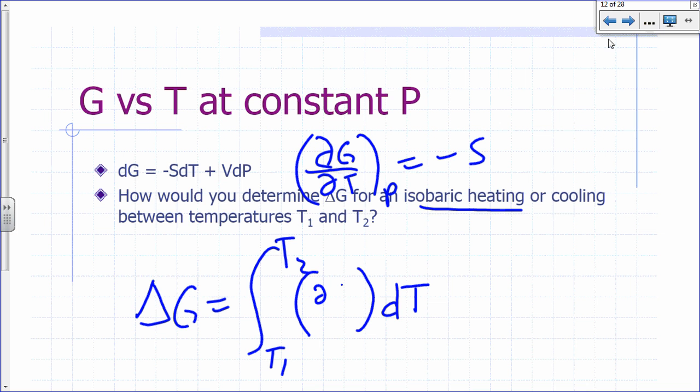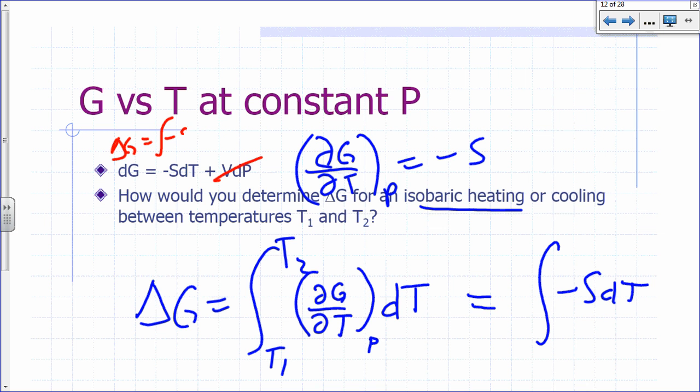Partial of G with respect to T at constant pressure. Okay? And this is just what? Integral of negative S dT. Here's a way of looking at it. If your pressure is constant, this term just drops off, right? So you can say delta G is just the integral of negative S dT, from T1 to T2.